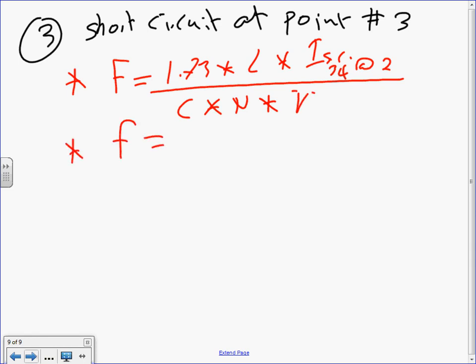Now we can get rid of this book here. So 1.73 times, what's L? 200, times what's I short circuit that we just came up with? Is it 34? 23.7. It's 23,700. You have to catch the short circuit here, guys.